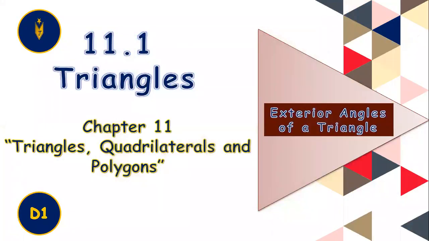In this video, we are going to see the topic exterior angles of a triangle, from section 11.1 Triangles and chapter 11 Triangles, Quadrilaterals and Polygons. This chapter is from New Syllabus Mathematics Book 1 or D1. In my previous video of this chapter, we have covered triangles and their classification in detail.